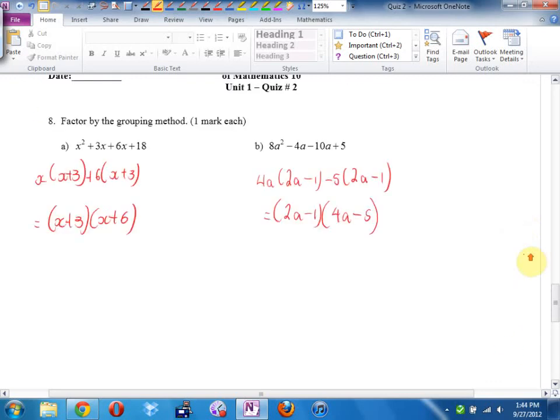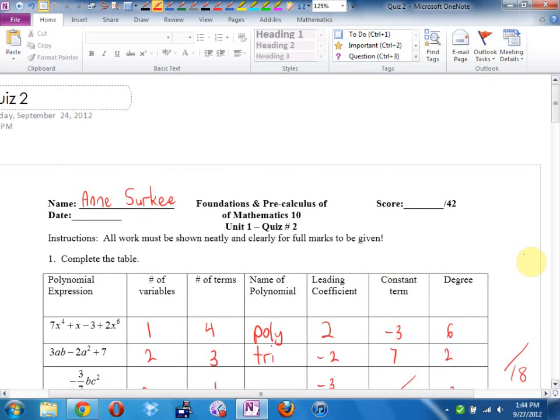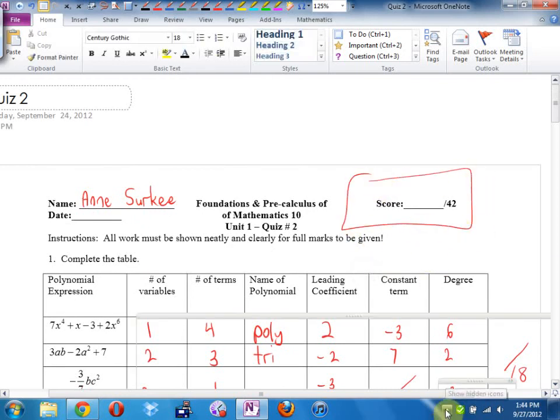Does that add to 42? I got 2 and 12 is 14, and 28 is 42. Can you give yourself a magic score out of 42, please? And if you need to come lawyer with me, now is the time.